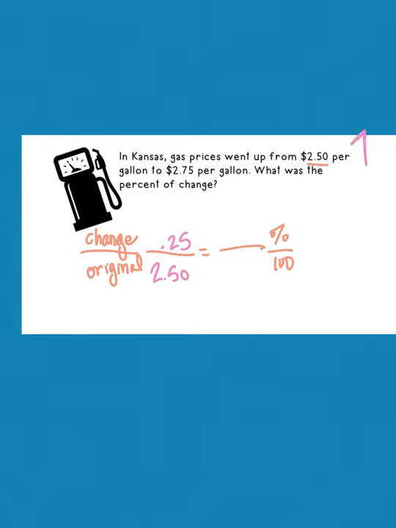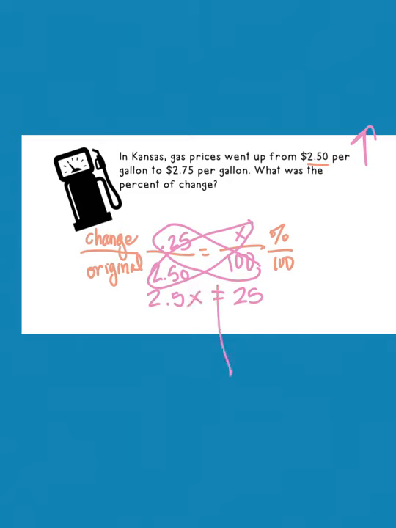Okay, since it went up, I already know it's going to be a percent increase. And I know this is 100 and this is x. So I can go ahead and do cross products. I can do it several different ways. One way: 100 times 0.25 would be 25, equals 2.5x. Then I'm going to solve the equation by dividing both sides by 2.5, and that will get me x equals 10. So what that means is that I had a 10% increase in price.